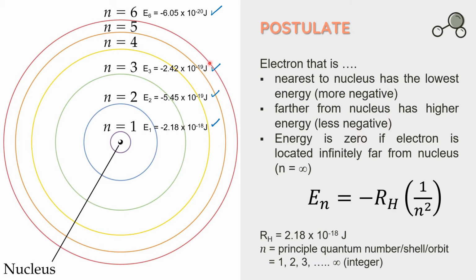From these values E1, E2, E3 until E6, we can see that each orbit has its own energy value. These values are exclusive to the respective orbit or energy level. None of the orbits has the same value of energy. This is what we call the energy of an electron at a specific orbit being quantized.